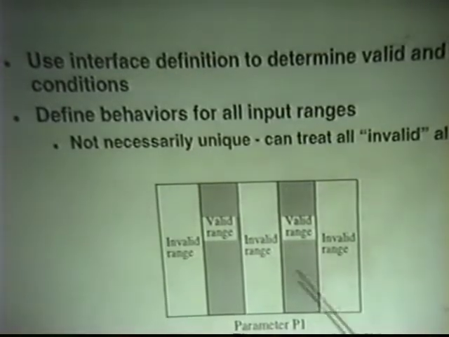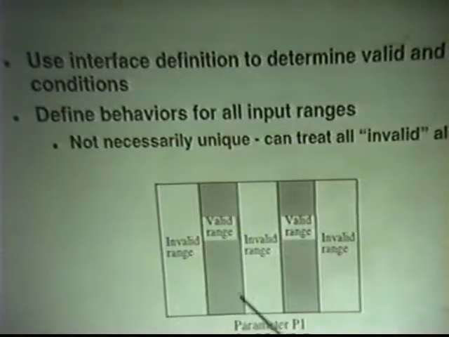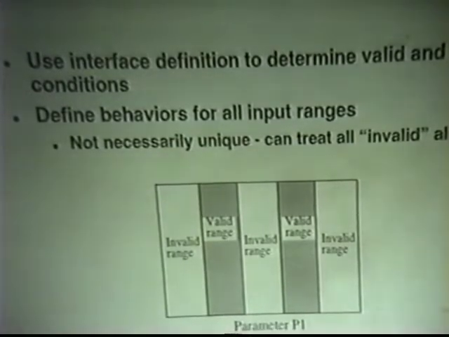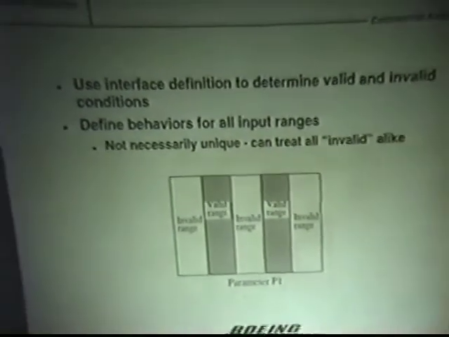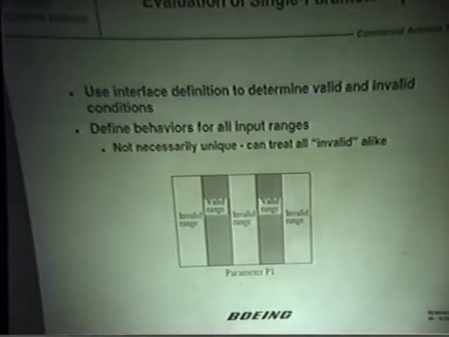You completely covered it, and you go through these ranges one by one and write down what is the behavior I want under that condition. Once that's defined, you've covered that parameter. And you say, well, yeah, but what if you've got more than one parameter?